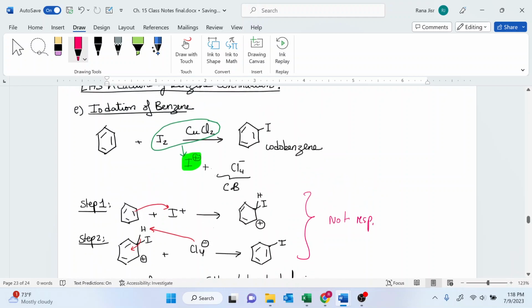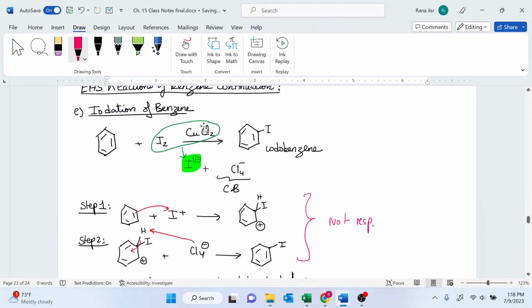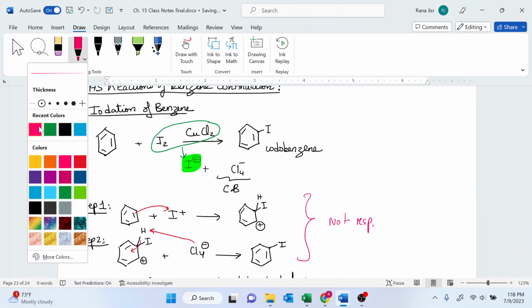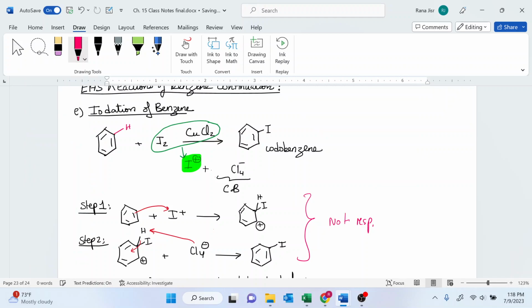All you are responsible for is to generate your electrophile, and then the electrophile immediately is going to undergo electrophilic aromatic substitution, and it's going to replace the hydrogen on the benzene by the iodine, and this is the way to get iodobenzene.